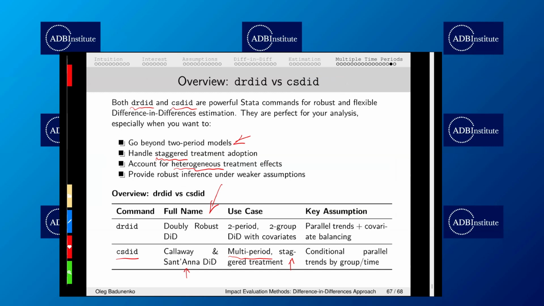And the assumption that this command makes is parallel trends by group and time, right? So this is for identification purposes. Okay, so this is what we've got for these two commands as the difference.